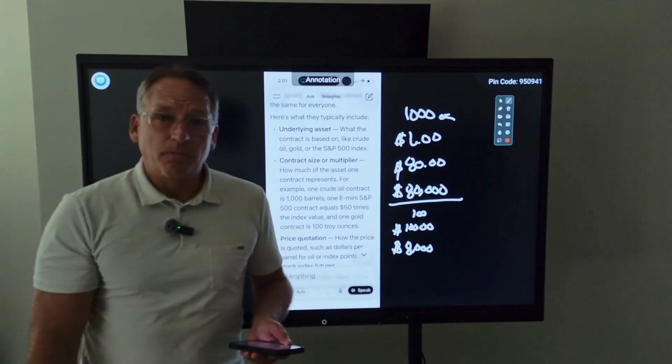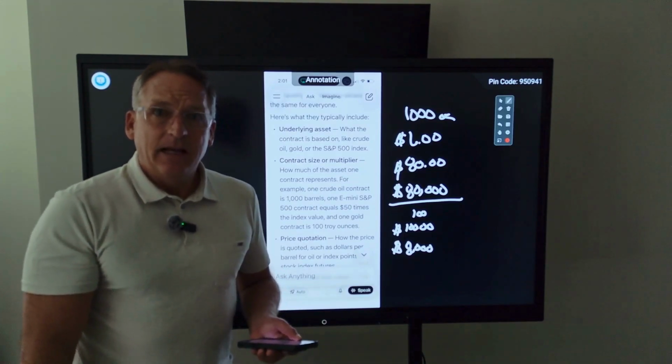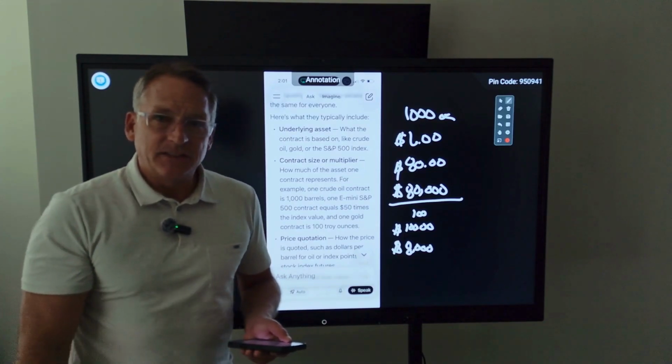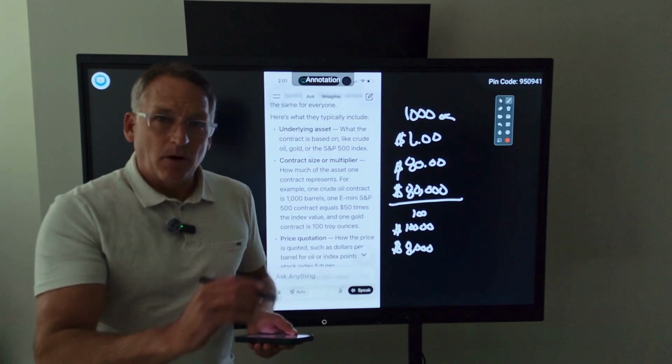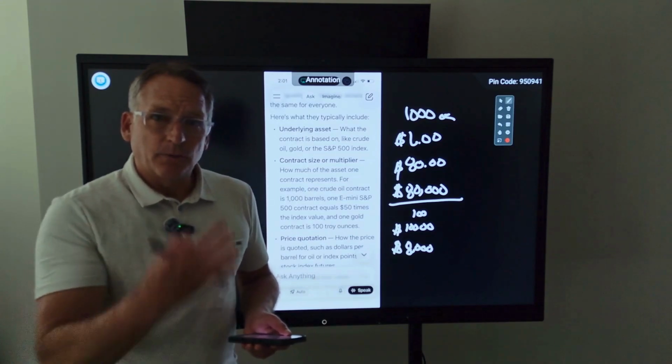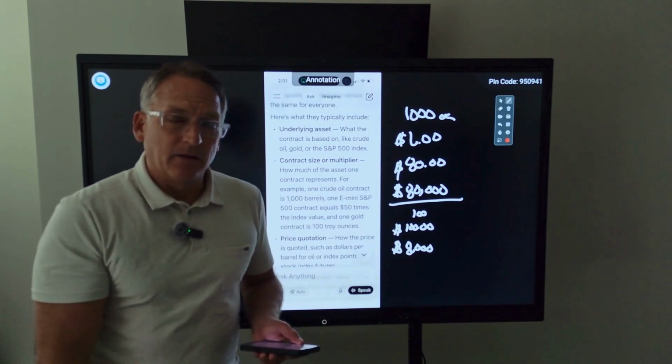If you go to profuturestrader.com and you go to the bottom of the web page, you'll see contract specifications, market hours, and margins. Those are 3 pages. You're definitely going to want to bookmark and learn and figure out.